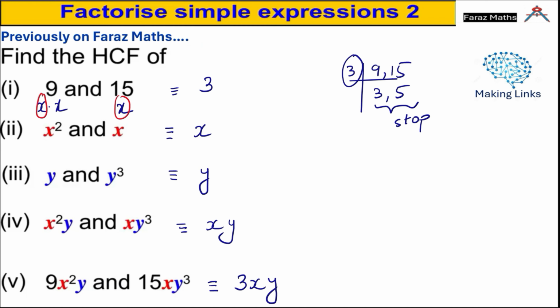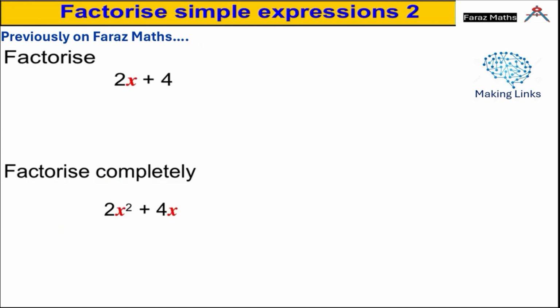So you have to identify the lowest power always. In between x square and x, the lowest power is x power 1, right? So that's why the HCF is x there, and in between y and y cube, the lowest power is with y because it is power 1 there and that's power 3 over there. So that's why 3xy is the HCF. Okay, coming to the next.